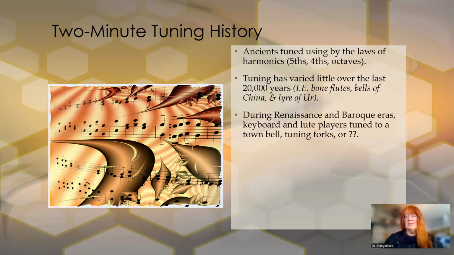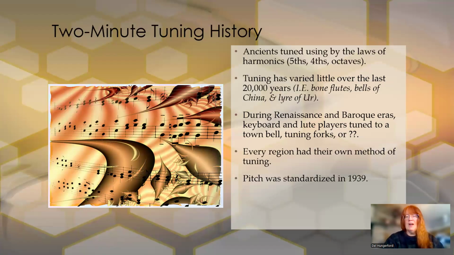Anyway, during the Renaissance and the Baroque era, which is the 1600s and the 1700s, keyboard and lute players tuned to a town bell, tuning forks, or whatever else they had that they could use as a reference. Because keyboard players, all they had to do was get something and adjust there. And lute players, that's an early version of guitar. Wind instruments at that time, it was pretty hard because it was fixed pitch as far as concert pitch. Every region had their own method of tuning. Pitch was not standardized until 1939.